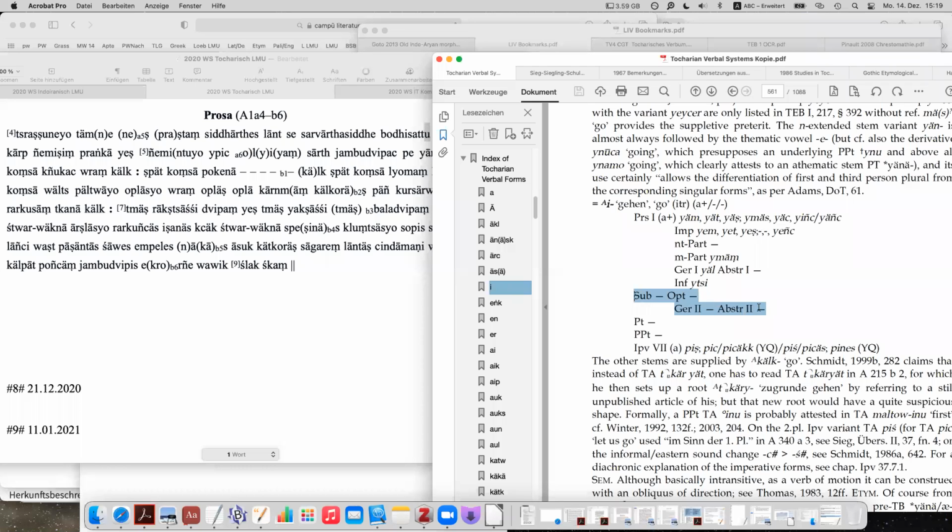The subjunctive and optative are missing here because the other stems are supplied by kirk, another root. So again, this is a suppletion. So you can see that suppletion is actually pretty regular, pretty frequent in Tocharian.